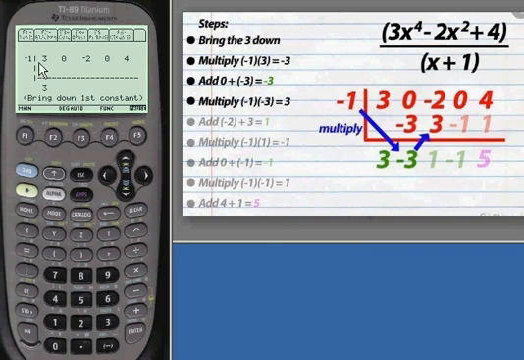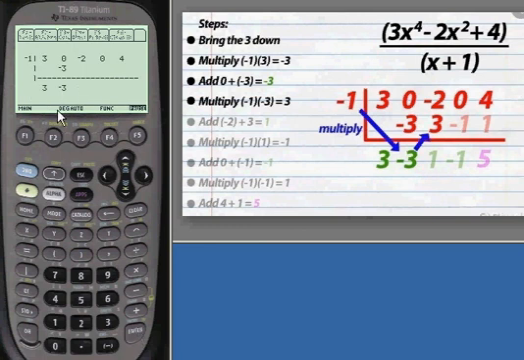Okay, we multiply minus 1 times 3. Minus 1 times 3 equals minus 3. Add it under the 0, which I've done here. We're going to add those two together and put it under the line.